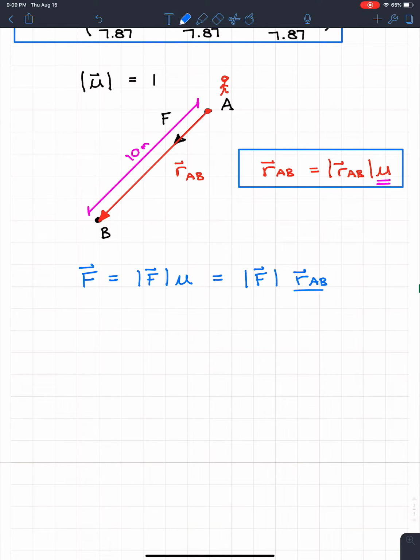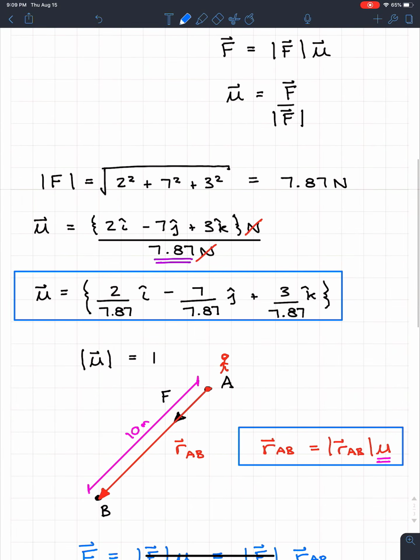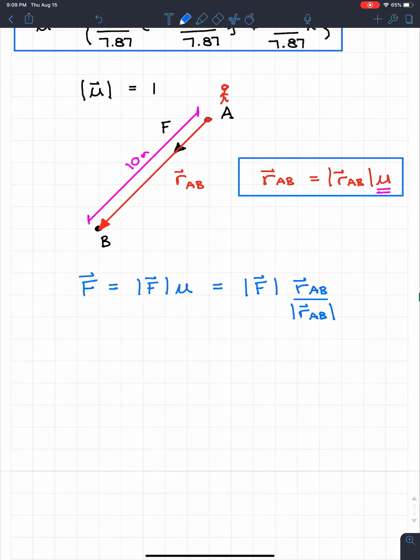divided by the magnitude of RAB, which is really, really nice. So you can do this in 2 steps or 1 step. The 2-step process, you find the unit vector, and then you can use this formula down here. The second process, the 1 step, you just find the magnitude of the force, the position vector, and the magnitude of the position vector and sub it all into 1.